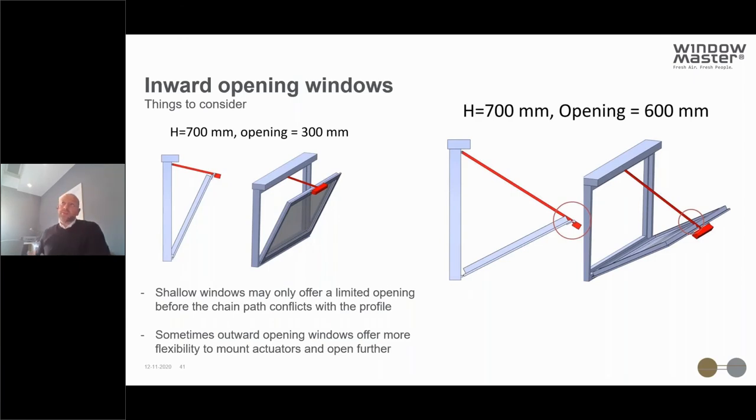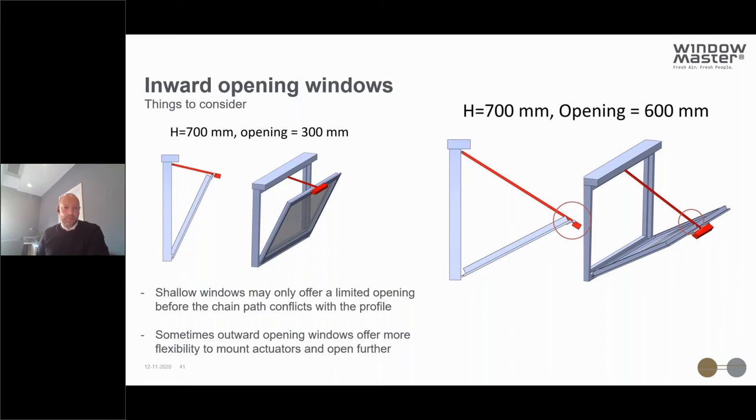Another thing to mention with inward opening windows is that there is a natural path for the chain to make, and so it's possible that there would be a more restricted opening with an inward opening vent as opposed to an outward opening vent. So you can see there in that diagram on the right that with a higher degree of opening, the chain is trying to cut across the profile as the angle of the window increases. So it's another thing that just needs a bit of consideration.